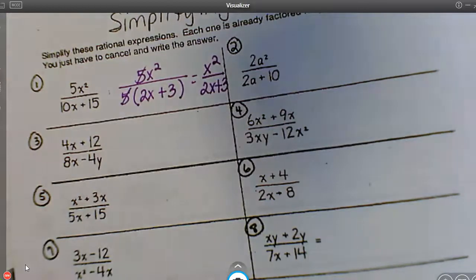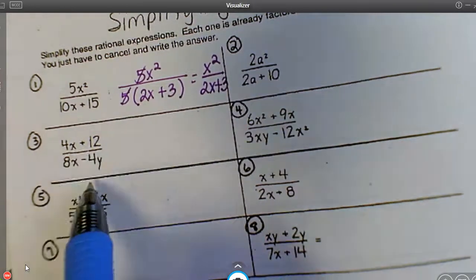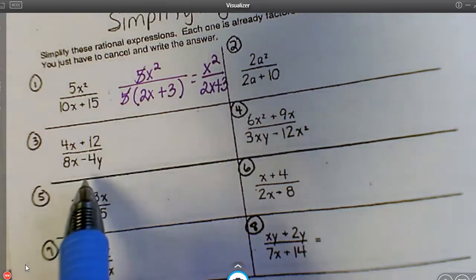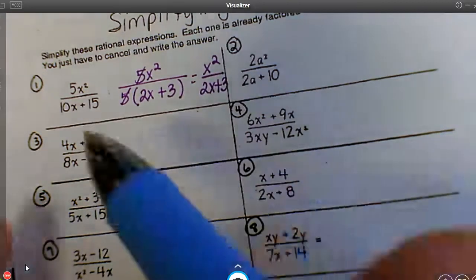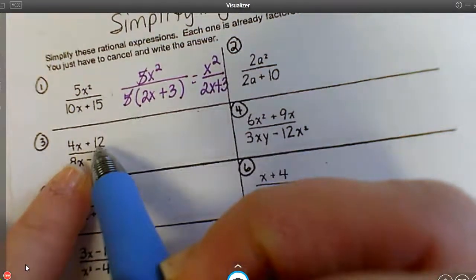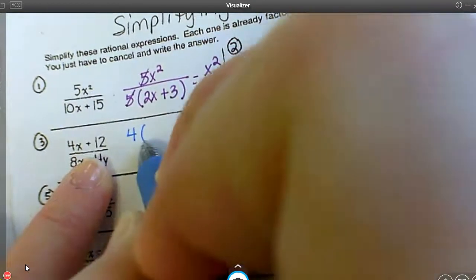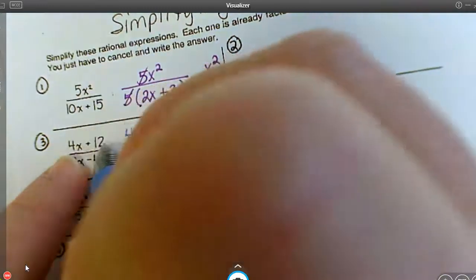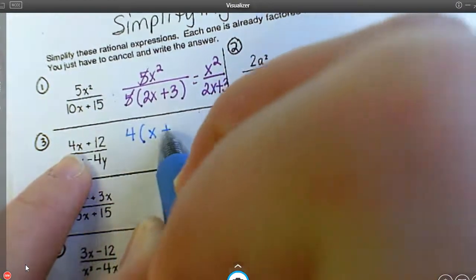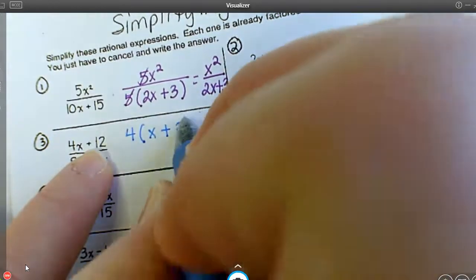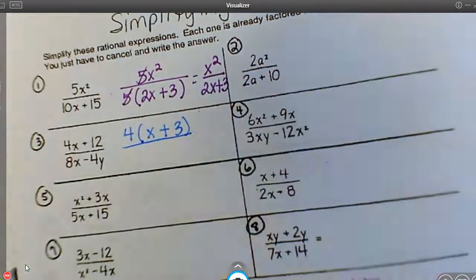On number 3, notice there's a plus and a minus on top and bottom. So what that means is I need to figure out if there's a greatest common factor on top and bottom and then work it out, if I can. On top, there's a 4 that will go into both the 4 and the 12. So I'm going to factor out the 4 and divide them both by 4. 4 divided by 4 is just 1, or 1x. 12 divided by 4 is 3, so I get 4 times x plus 3.